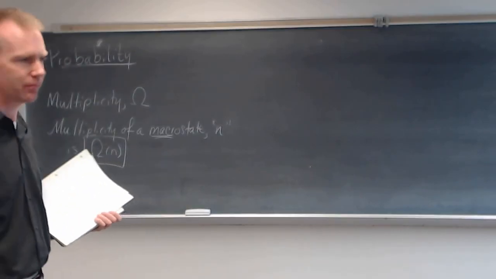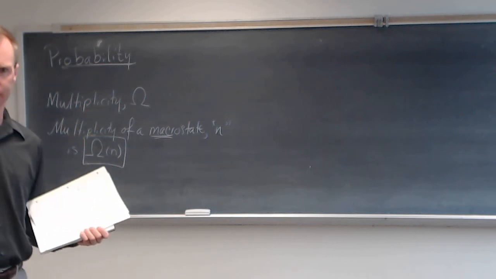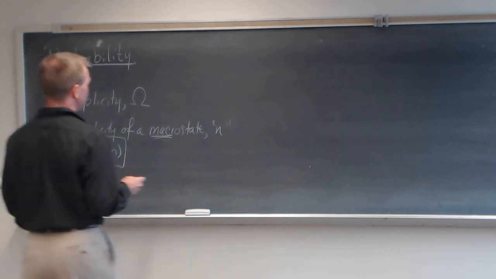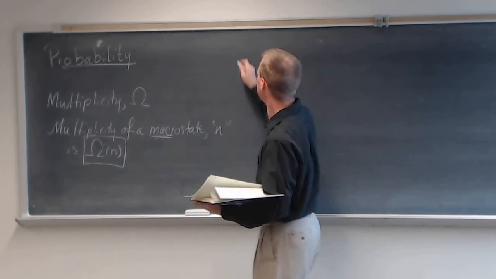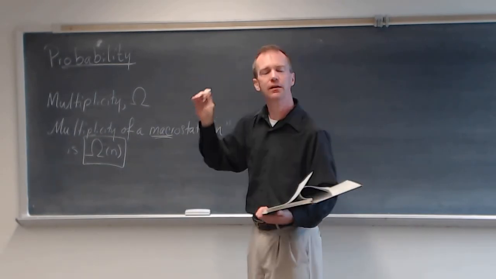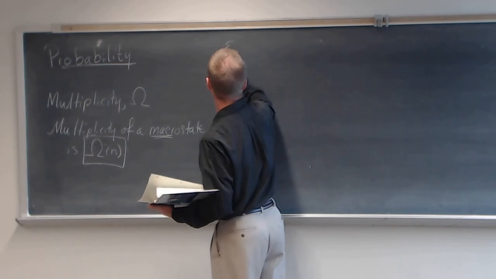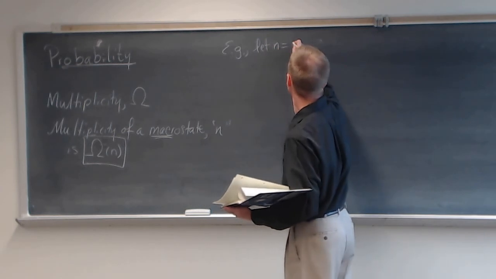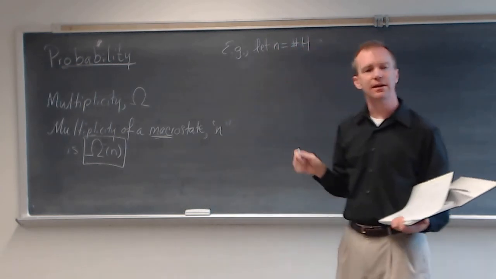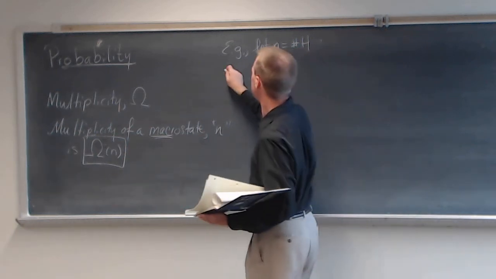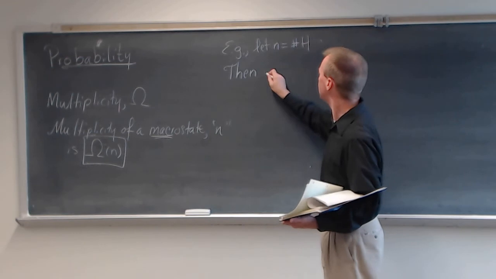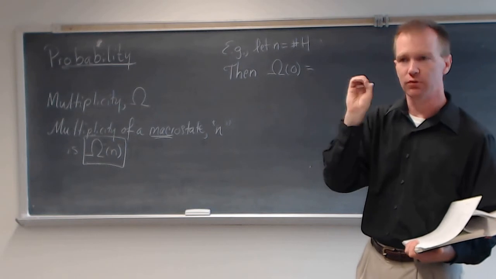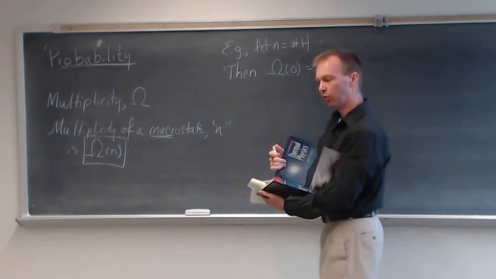Omega of n, the multiplicity of the state n, however we want to label that state. As an example, just copying down what I already had on there, with Rodney, for example, let n equal the number of heads. Then the multiplicity of the macrostate with zero heads is 1. There was only one way I could get 0 heads.